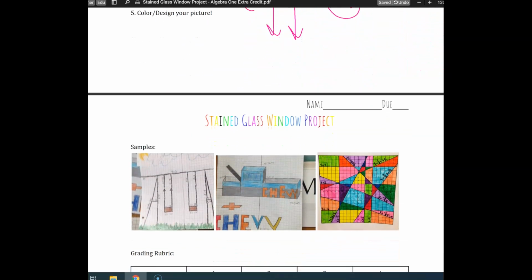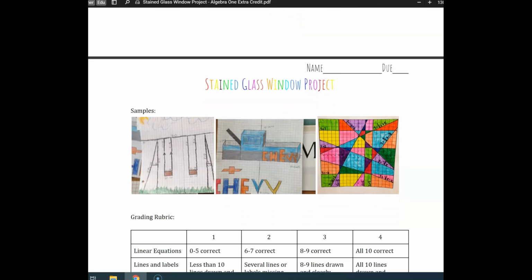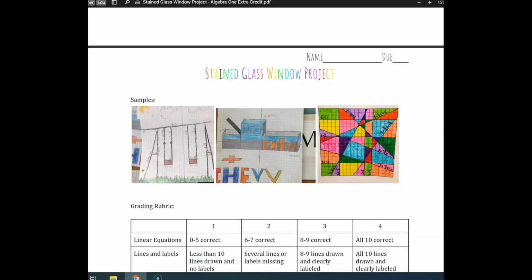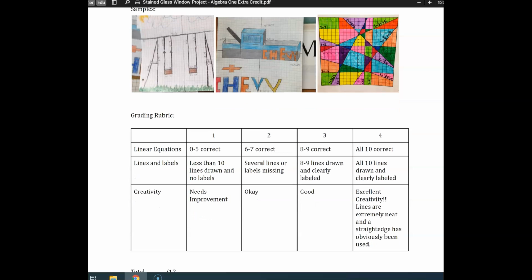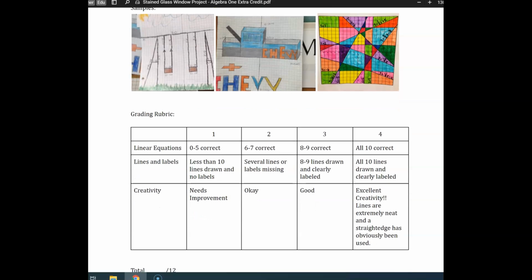You can get even further with this if you really want to, but some examples of different things that people came up with are pictures here. Your rubric, or what you're scored on, is based on fitting all of the descriptions here. So as long as you have all 10 of your equations correct, you draw all the lines, and they're clearly labeled. That's a big thing, making sure that you label them on here.